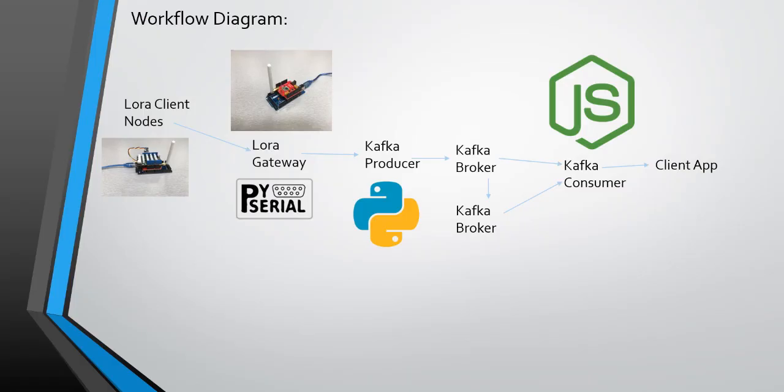The LoRa client nodes will send the sensor readings to the LoRa gateway. Then we will get the readings using the SoftwareSerial library. Then the Kafka producer will publish the data on its suitable topic. Then the consumer, or a set of consumers, will read the data and send it to the client app.